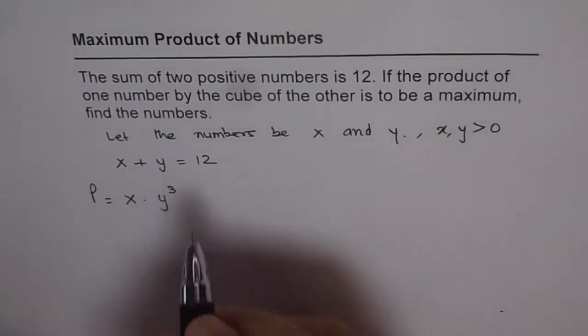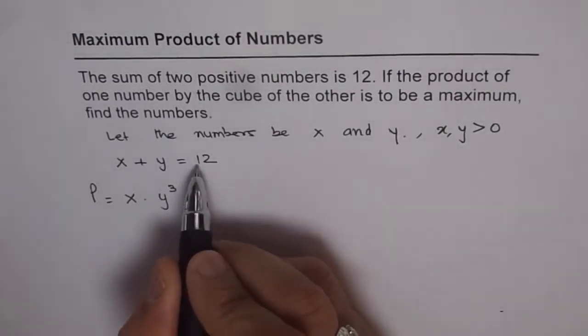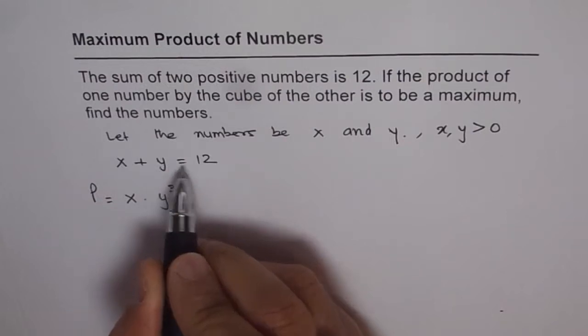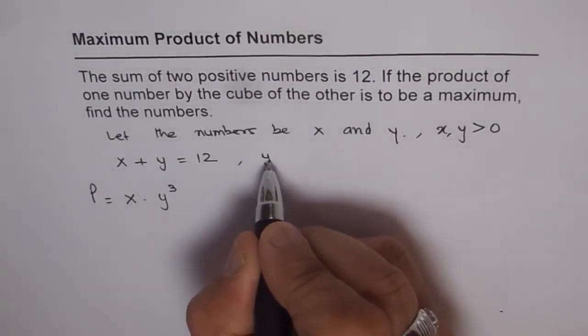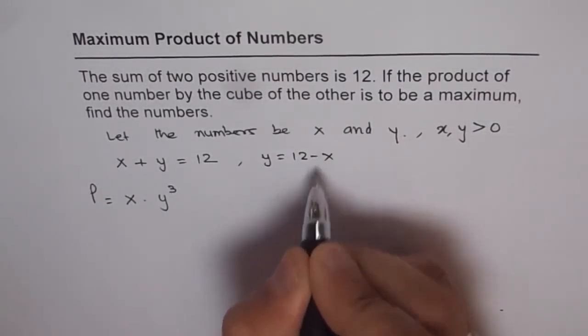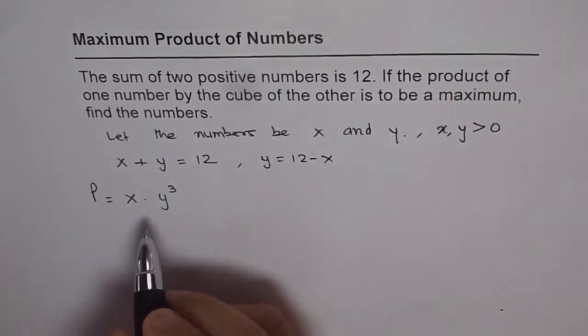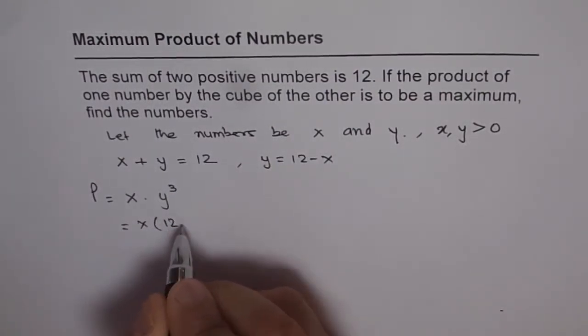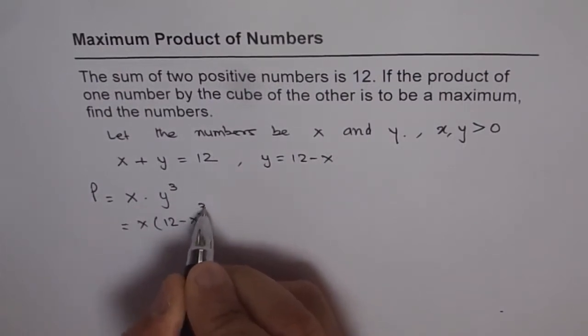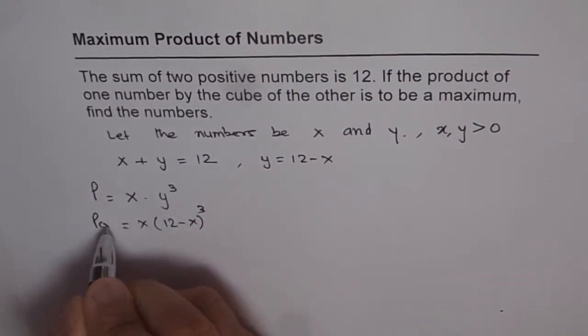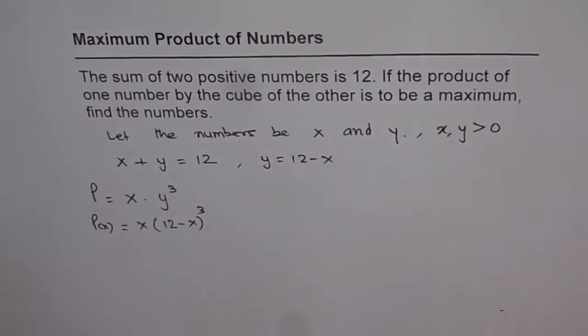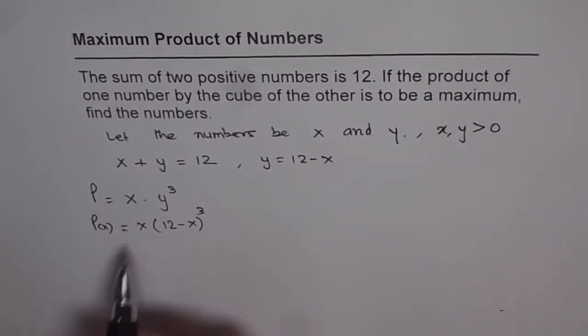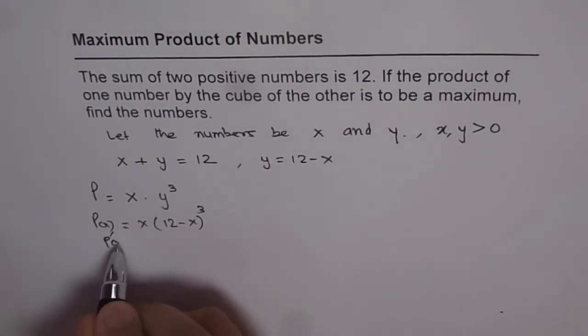So from this equation, you know one thing, that y is 12 minus x, correct? Let me write y equals 12 minus x. I'll substitute this value here and get one equation in terms of one variable, x. So I say the product in terms of my variable x is P of x. Now once I have this, I can differentiate with respect to x.